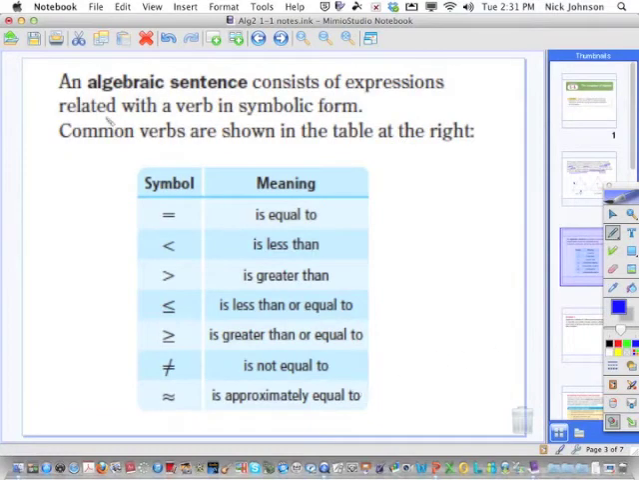An algebraic sentence consists of expressions related with a verb in symbolic form. Common verbs are shown in the table at the right. Is equal to, is less than, is greater than, is less than or equal to, is greater than or equal to, is not equal to is this symbol with the slash on the equal sign, and is approximately equal to is the two tildes. Okay, we all should be familiar with that. Algebraic sentences include these following symbols.